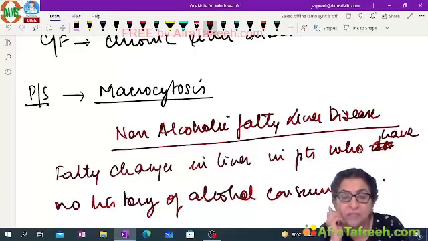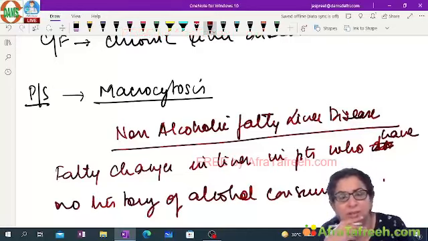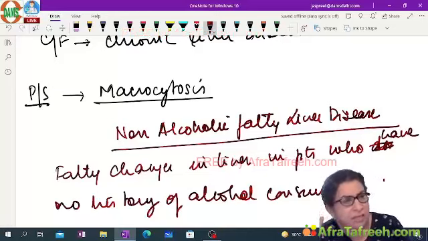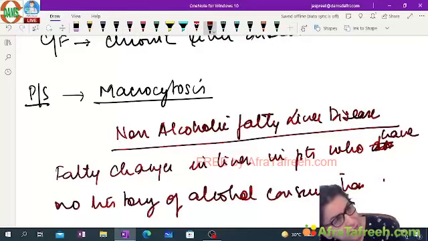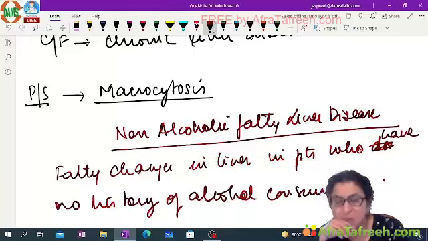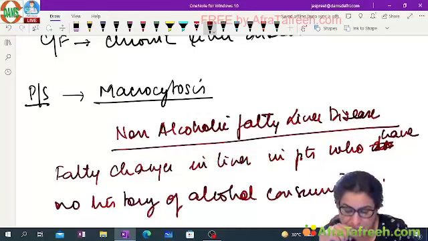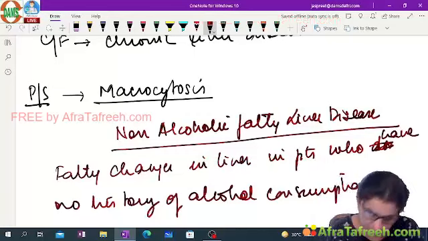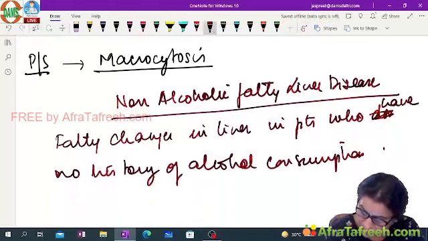It is not liquefactive necrosis. It is coagulative necrosis. Actually, in liver, it's not liquefactive necrosis. Okay, so non-alcoholic fatty liver disease.